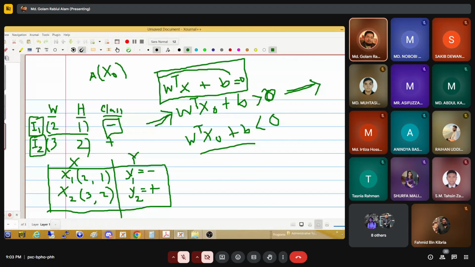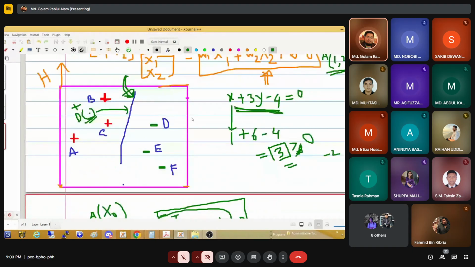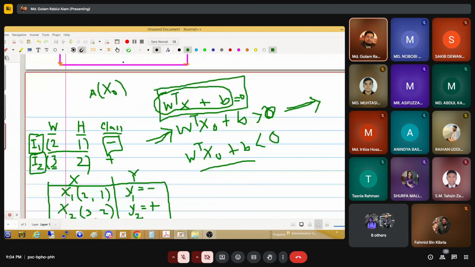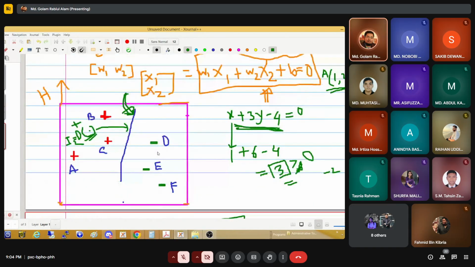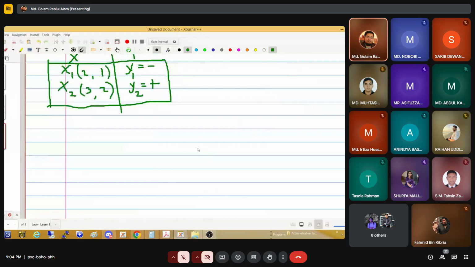Specifically, W transpose x plus b, if we put the value of any vector here, then it will tell us whether this one is positive or negative, like here. If we think about D, this one is our individual number 2, then if we consider 3 and 2 and place it here in W transpose x plus b, then it will predict class levels. Okay, so it will define the class level.